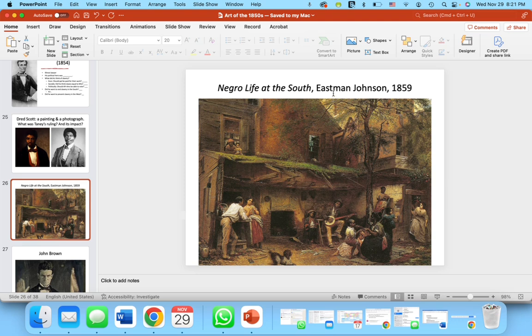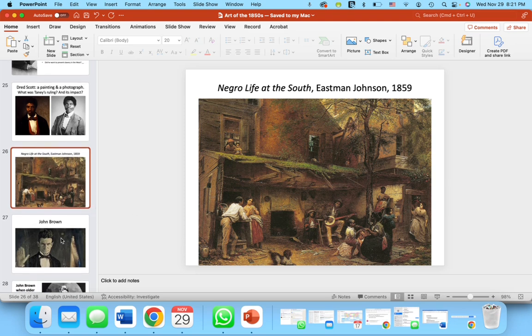This is a famous painting. Again, Eastman Johnson is a famous American painter and shows you, it's called Negro Life at the South. So here you see African Americans relaxing in their free time, whether it's a little romance here or a little music or doing a little laundry. Here you see the white mistress poking her head in. So this was a window into the world of the African Americans.